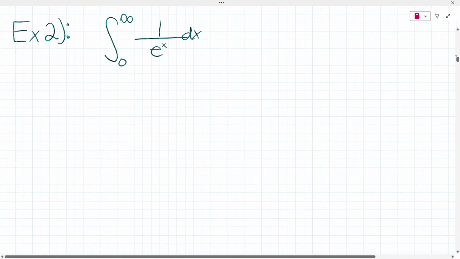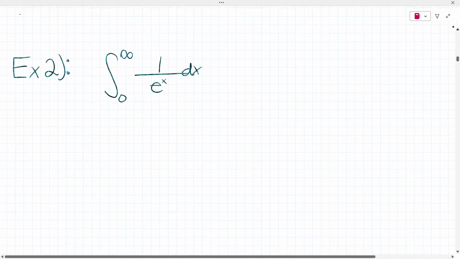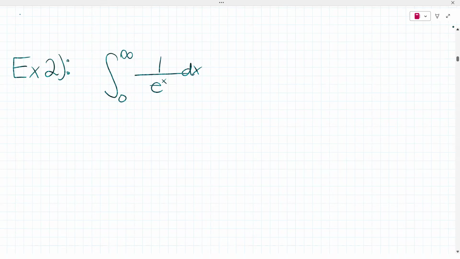Okay, let's do example two. So example two, we have the integral from 0 to infinity of 1 over e to the x dx. So that's still part of rule one. We have our lower boundary is a real number and our upper boundary is infinity. So yeah, it's rule one.